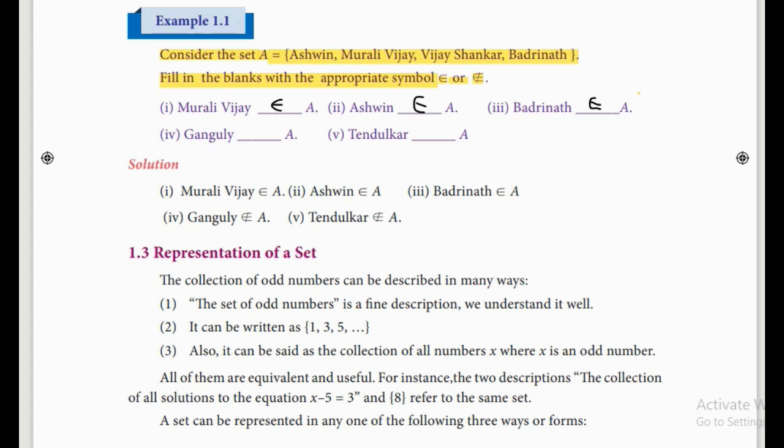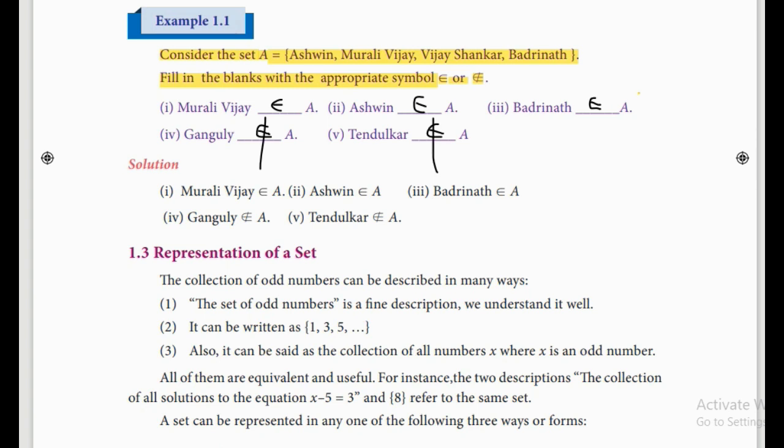Ganguly. Look at it, we have only 4 names but Ganguly is not there. So we can say Ganguly does not belong to A. Then Tendulkar. Tendulkar is also not there. So we can say that Tendulkar does not belong to set A. So a solution is given there. You can check. Using this, we are going to do some exercise. You can be clear about that.